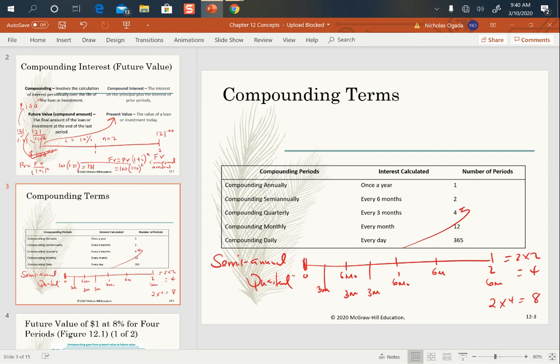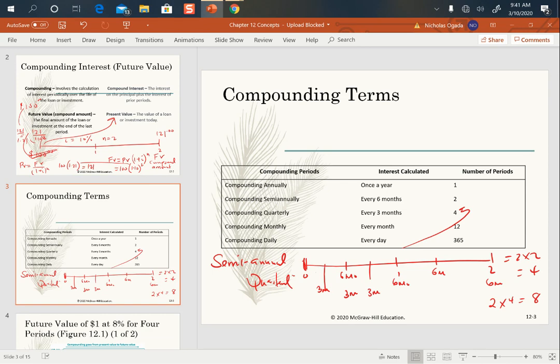And again, you're going to see why I'm trying to emphasize that you really have to understand the compounding periods, because that is key to solving the present value or the future value problems. Likewise, when it comes to the interest rate, that will also help us.